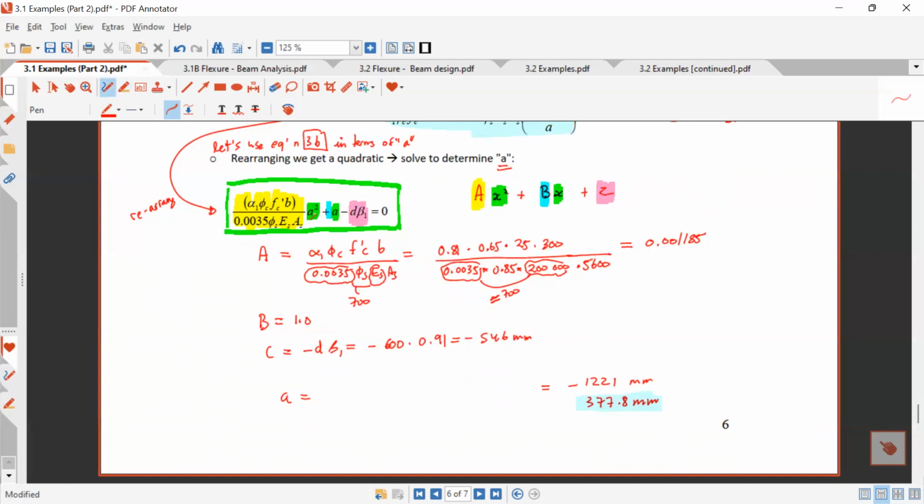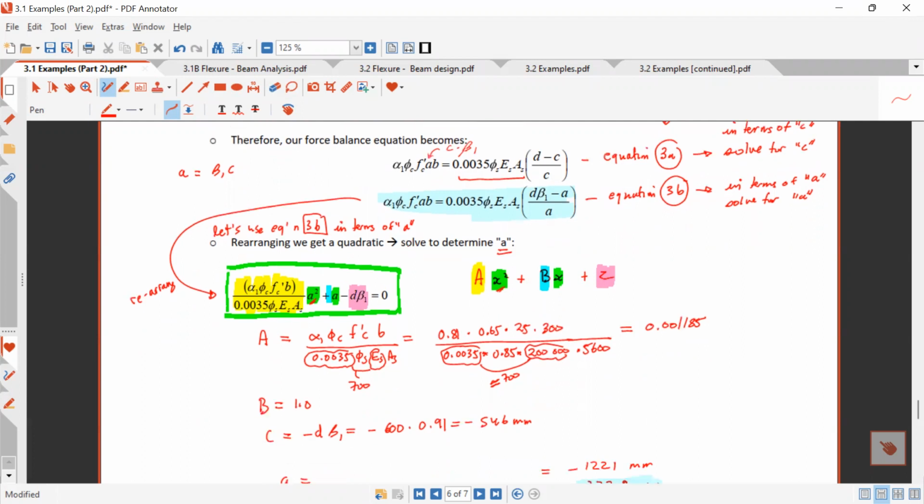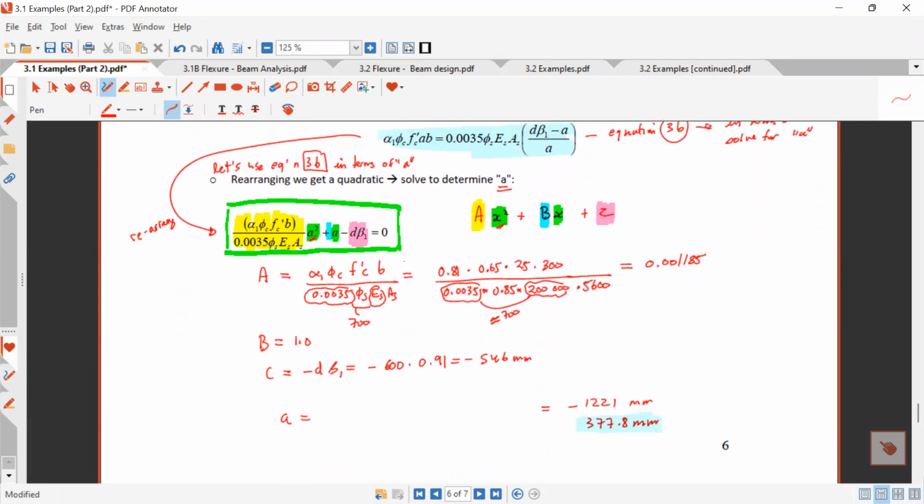When I say in terms of A, you see here the variable which corresponds to X is A. If I use this equation 3A, then the variable will be in terms of C. Just here, you would put C times beta 1. If you wanted to use equation 3A, it's the same idea, but you would solve for C. Here we used equation 3B, so we will solve for A. So we just need to do this.